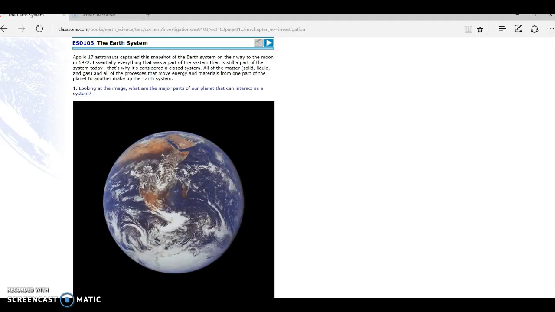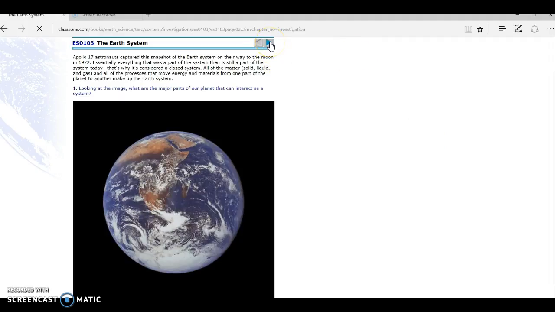There's all sorts of different systems that we can see, and those systems come from those states of matter that we talked about. So there's solid, you can see solids on the planet, you can see liquids, and then you know that there are gases that make up our atmosphere. That's where those clouds come from. And there are processes that move energy. So last year you talked about potential and kinetic energy and materials from one part of the planet to another that make up the huge system.